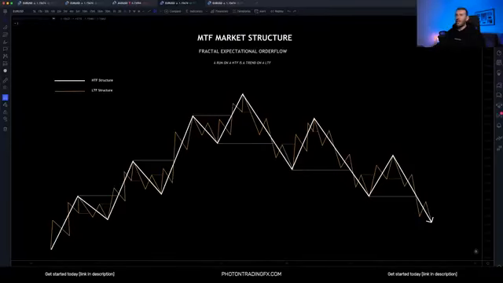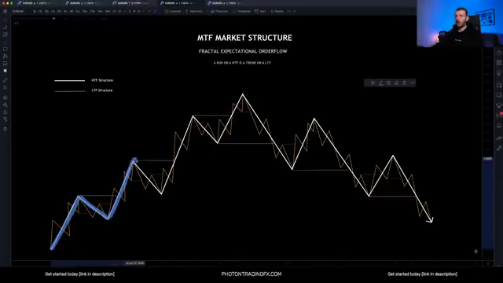So here we have a little diagram I put together on TradingView just because it's a little bit easier to annotate. Quick recap of what we looked at in part one, right? Basic market structure is price makes a series of higher highs, higher lows, higher highs, higher lows, higher highs, higher lows, higher highs.